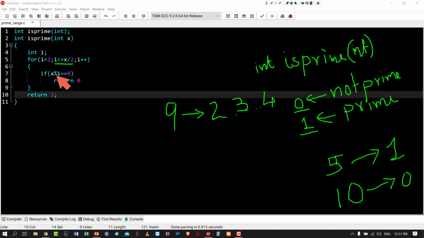So x mod 2. What is x? 9. 9 mod 2 is 1, because the remainder is 1. So this condition is not true. So it will not execute this return statement for I value equal to 2. Then this statement executes, I plus plus.